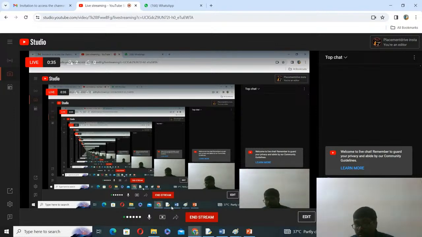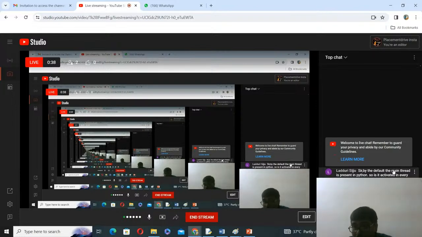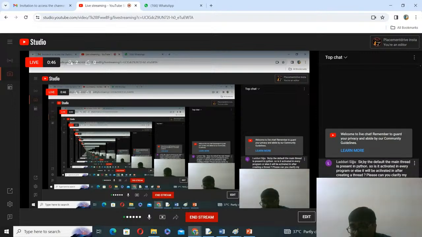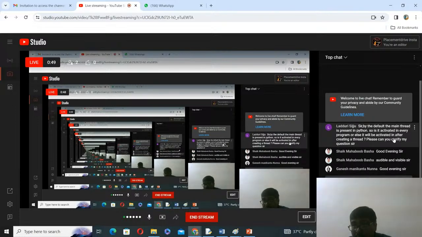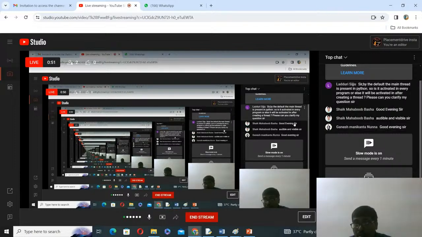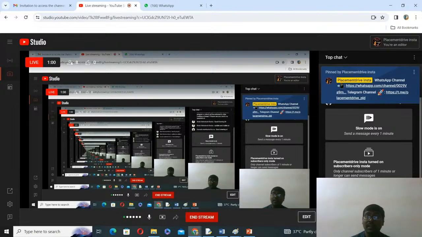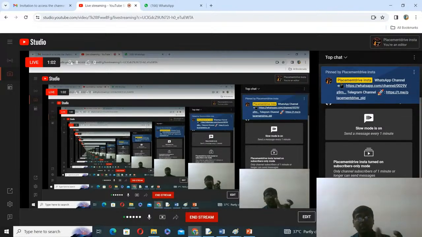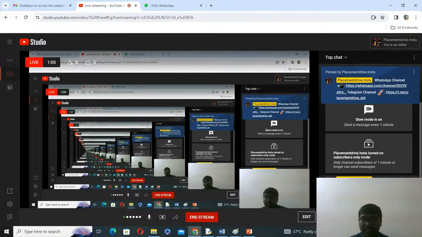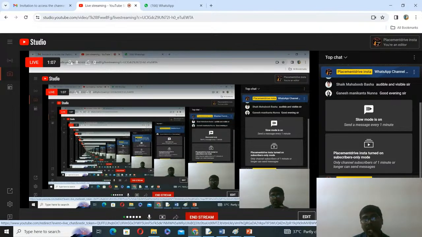So I got one question. By default, the main thread is present in Python. Yes, so it is activated in every program, or else it will be activated after creating a thread? No, remember, the main thread is not to be created. Generally, every program is also a thread. A program is also a thread. If you want, you can divide the program into multiple threads. So by default, a main thread is available. That is not a problem.